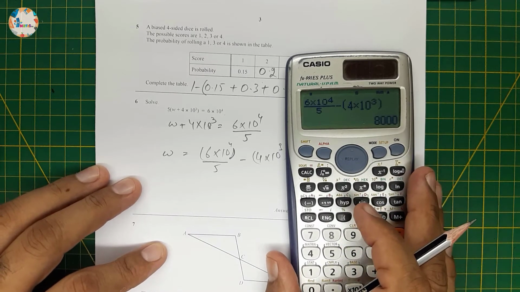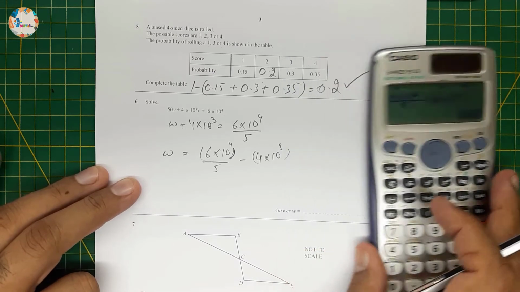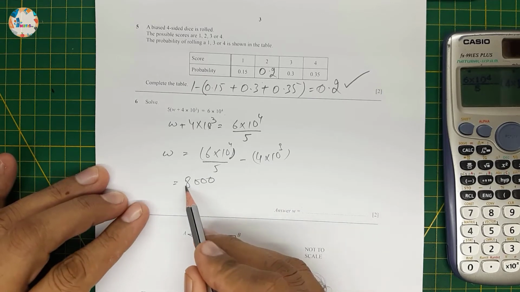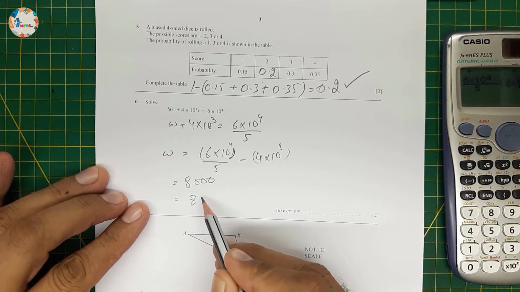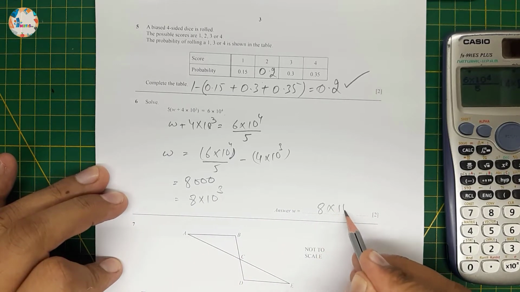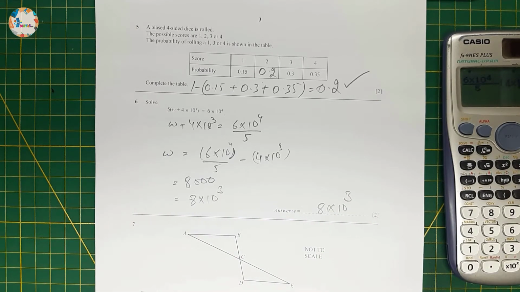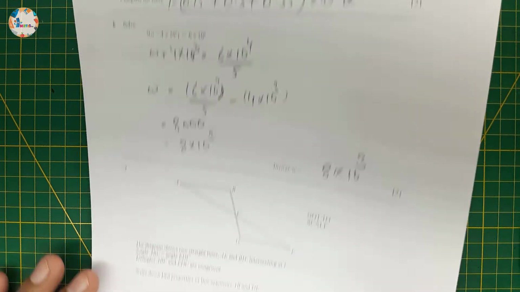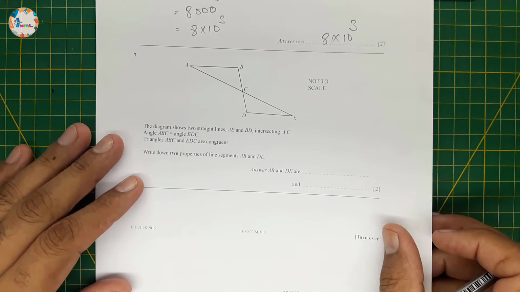Now this is 8,000, so we can write 8,000 here, and we can write the answer in scientific form as 8 into 10 raised to the power 3. So 8 into 10 raised to the power 3 will be our final answer to this question.